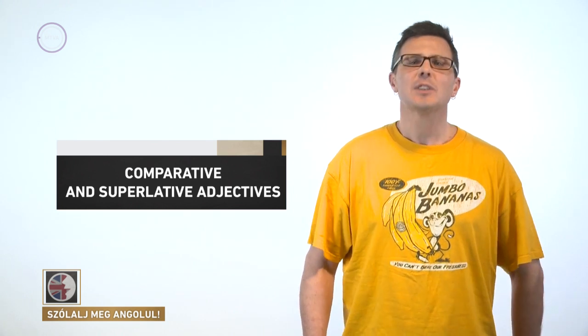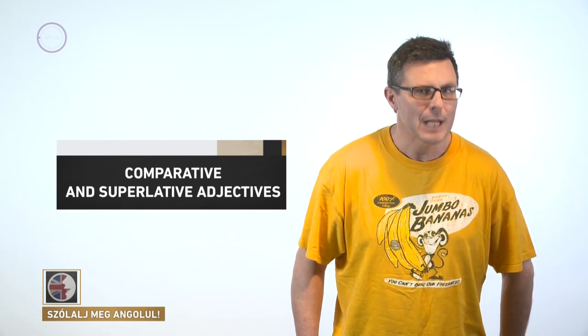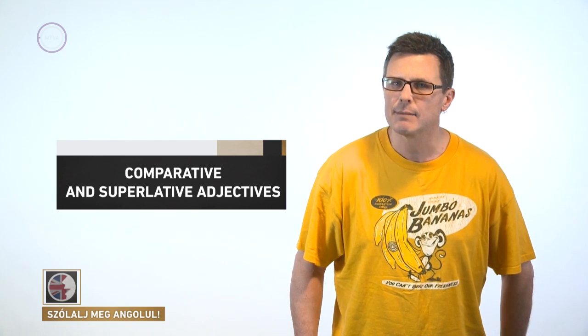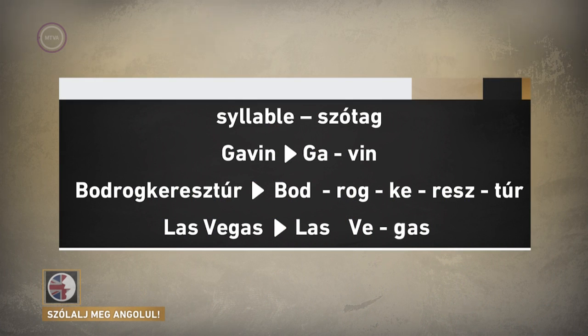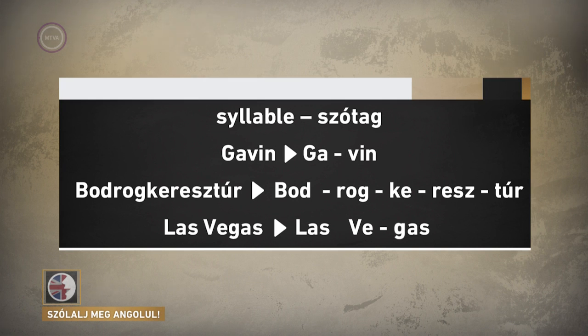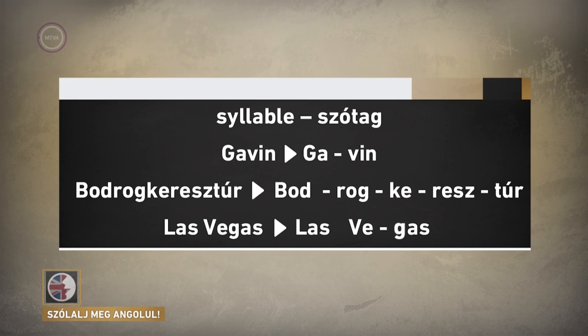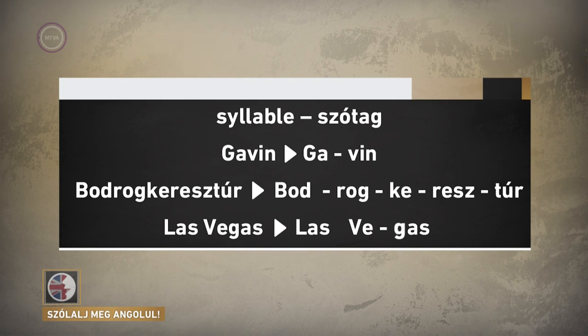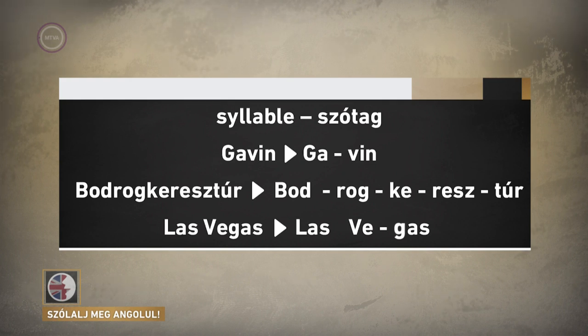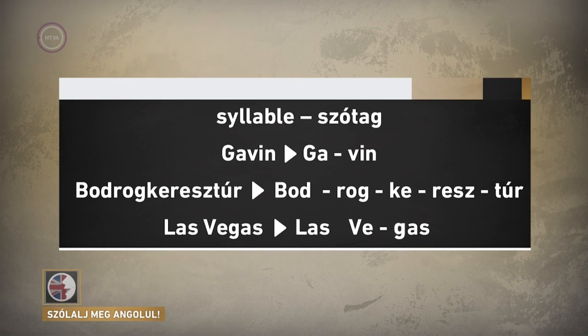Okay, so before we dive in, who remembers what a syllable is? Do you remember? That's correct. A syllable is a sound in a word. My name, Gavin, has got two syllables, ga and vin. Bodrogkeresztúr has got how many? Five. Bodrogkeresztúr has got 5 syllables. What about Las Vegas, where I got married? Las Vegas has got 3 syllables.